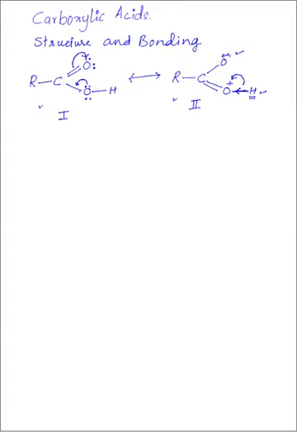Now we'll see the release of H plus ions from this structure 2: R, C, single bond O minus, and this is double bond O, H, with a positive charge on this oxygen. This oxygen has two lone pairs of electrons and this one has only one pair, because one pair of electrons is involved in this bond formation. This OH bond's electrons are also transferred here. So this is called structure 2, among this 1 and 2.